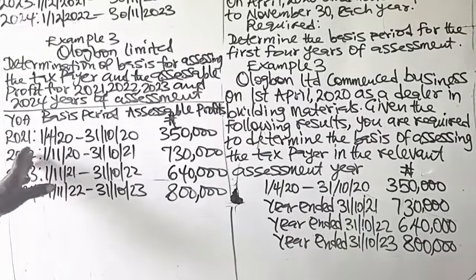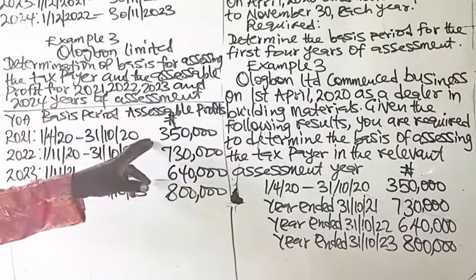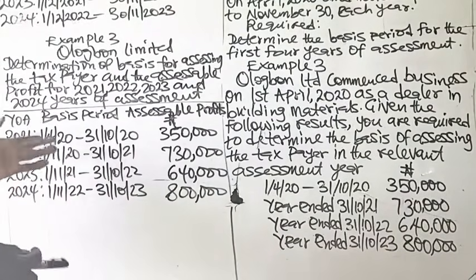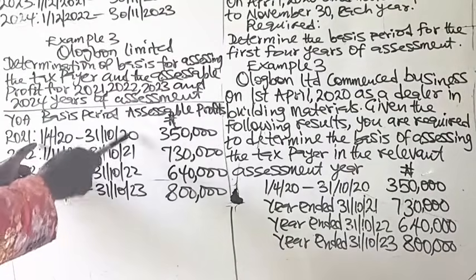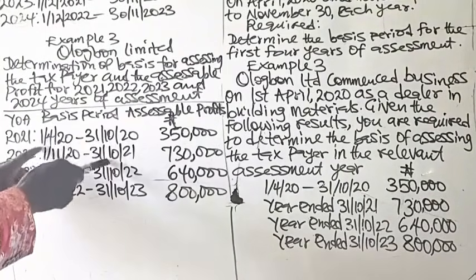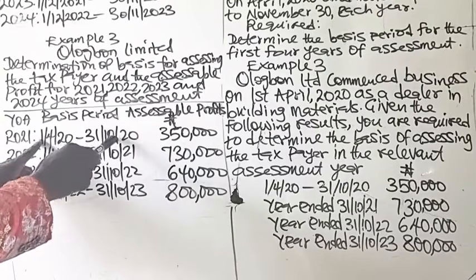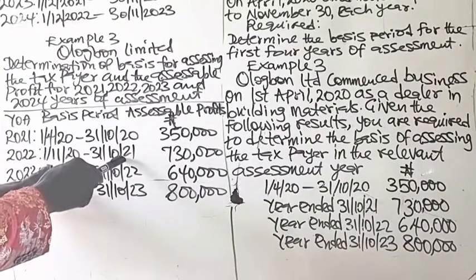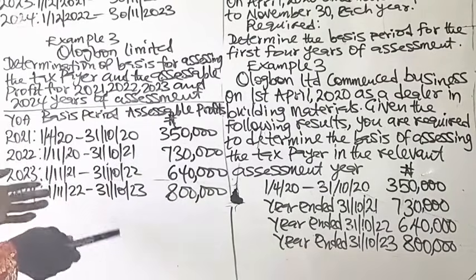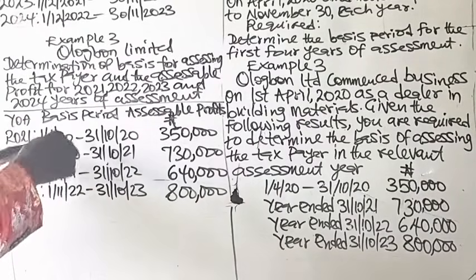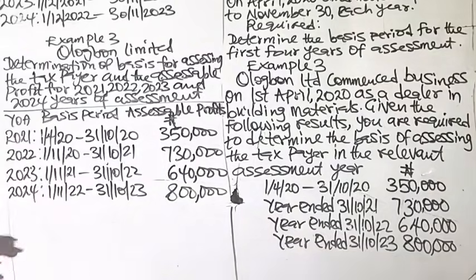If you look at this basis period, it does not overlap. If it were the old rule, we used to have overlapping. So none of the years are repeated. This basis period is not part of this. That is what we mean by it. It doesn't overlap, doesn't coincide. No coincidental period, no overlapping.